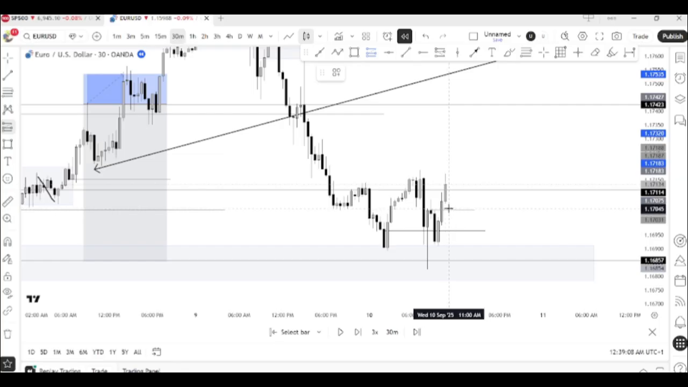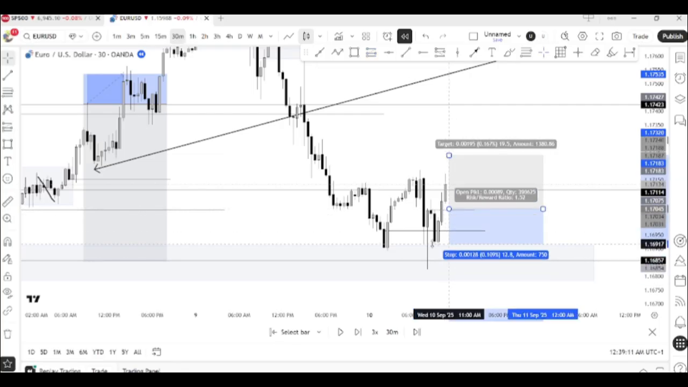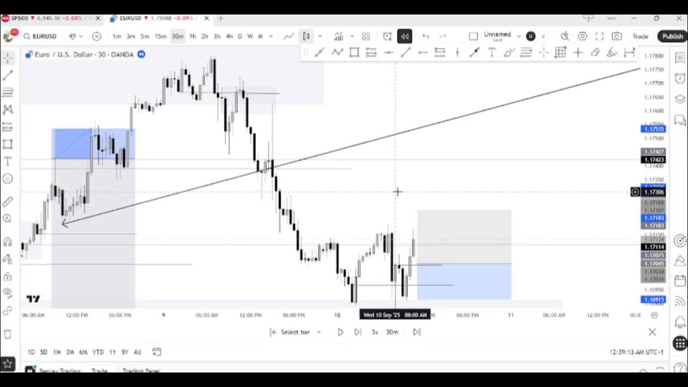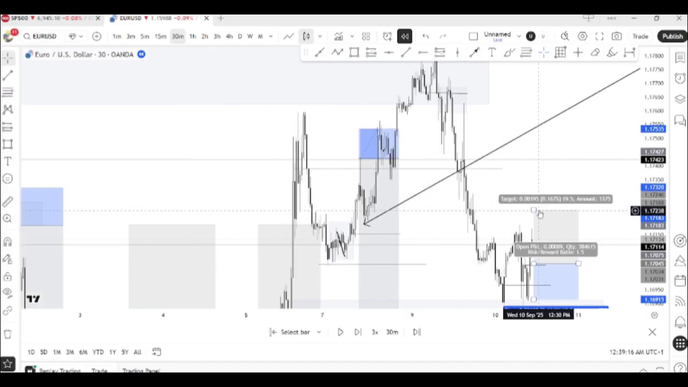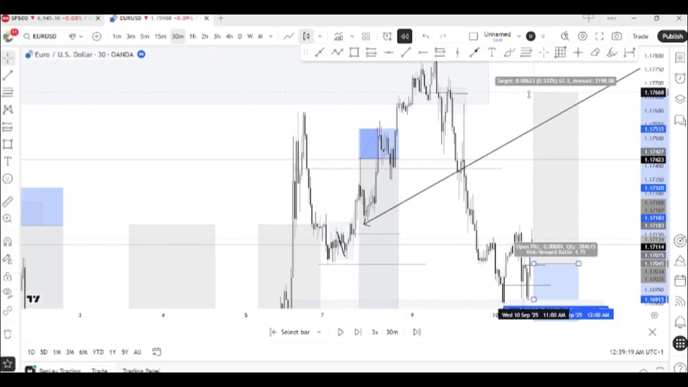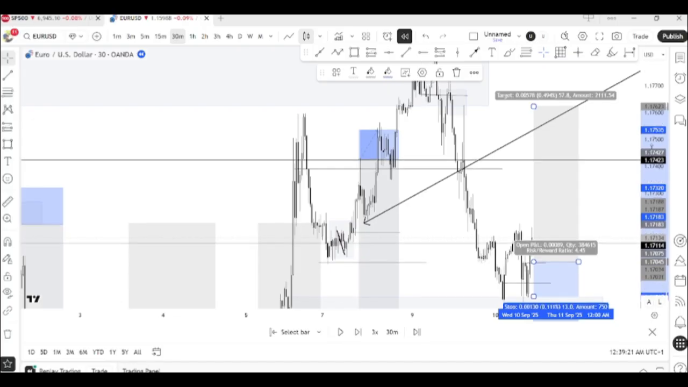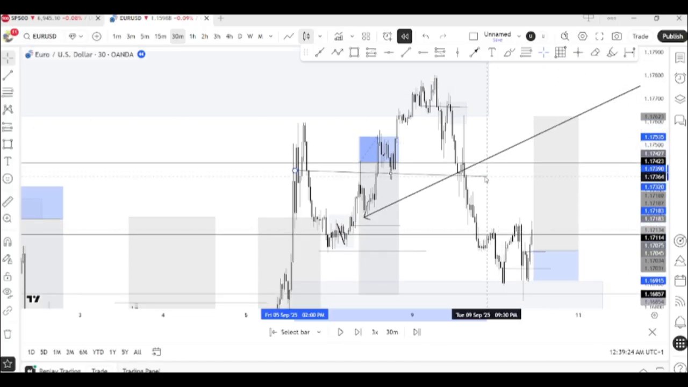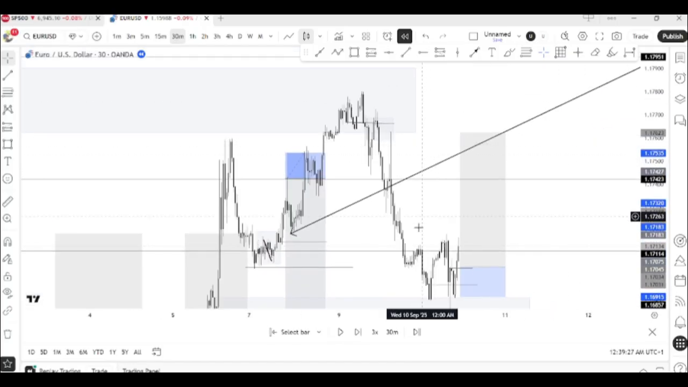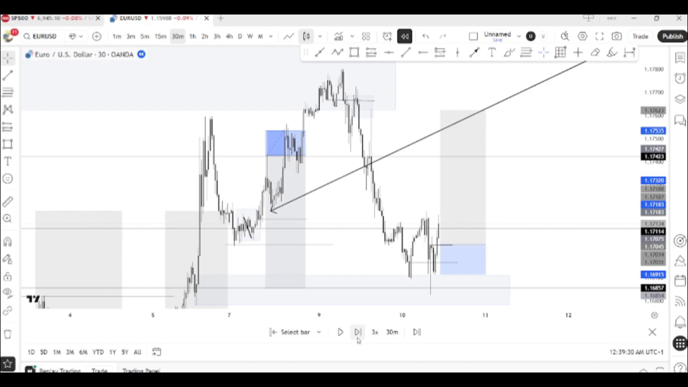So that's a good calling for me to take this sell. So I can sell from here and target this liquidity here at 57 pip, which is not bad. So let's see what happened.